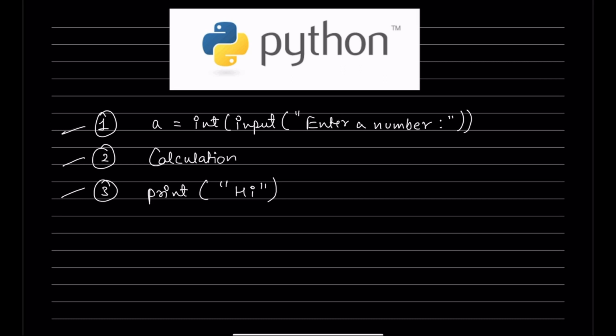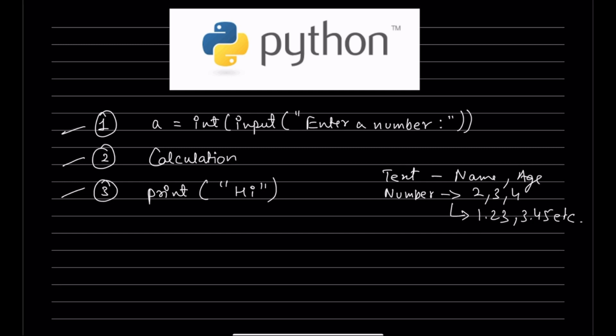So, what kind of inputs can we get? We can get text, which contains maybe the name, age, etc. Then you can have numbers. Numbers can be divided into two sections. One is whole numbers like 1 2 3 4, and you can have decimal numbers like 1.23 or 3.45, etc. Apart from that, there are various types of inputs you can get from the user in Python. So how to get these inputs is using the input function, which is mentioned over here.